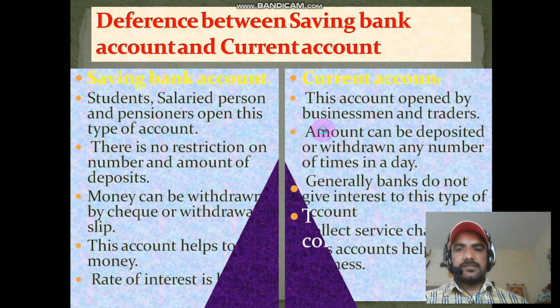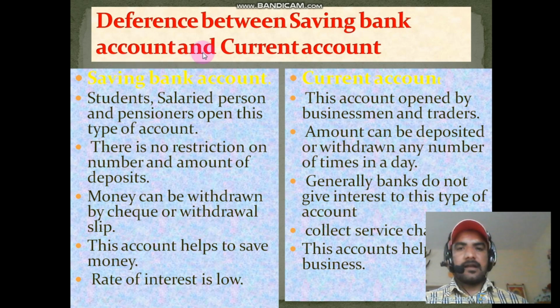Go to the next question, the difference between saving bank and current bank accounts. They are obviously asked in examination. In the saving bank account, students, salaried persons and pensioners open this type of account, and there are no restrictions on the number and amount of deposits. Money can be withdrawn by check or withdrawal slip. This account helps to save money and the rate of interest is low. They give some amount of interest.